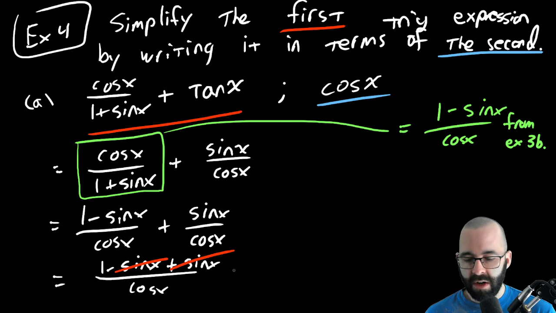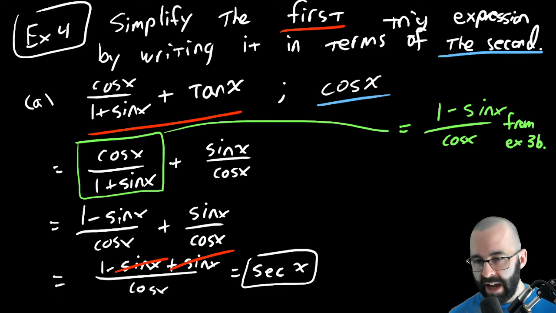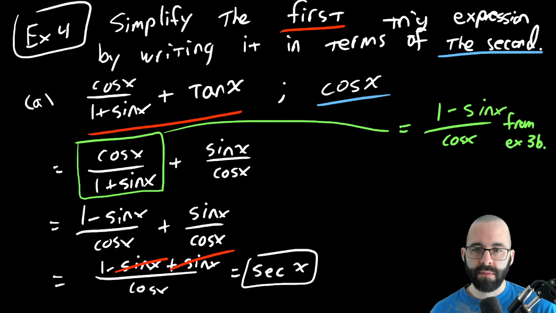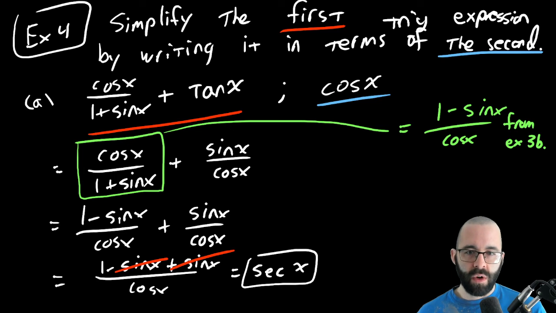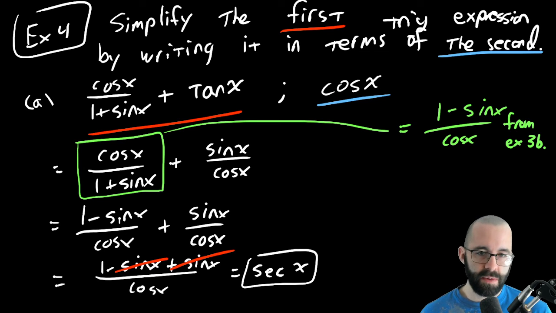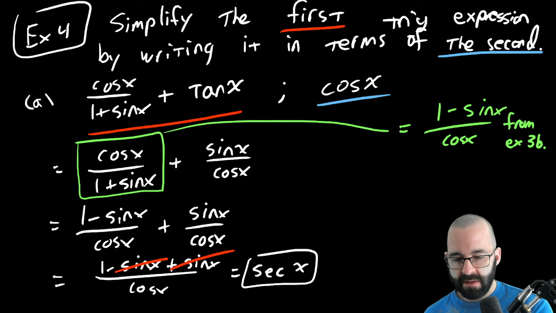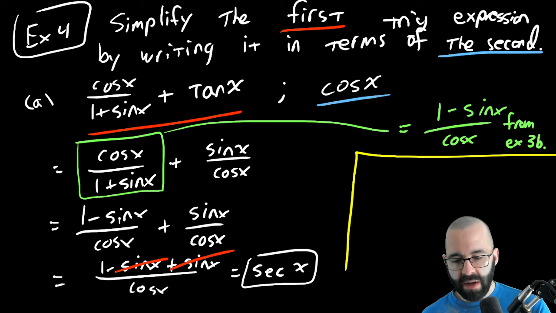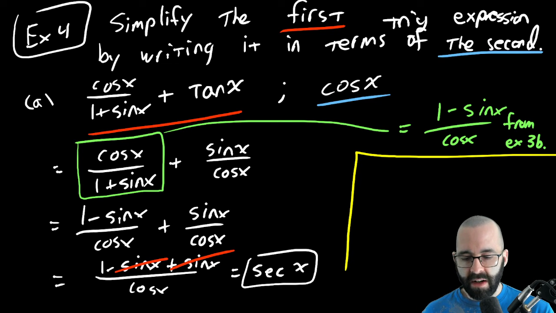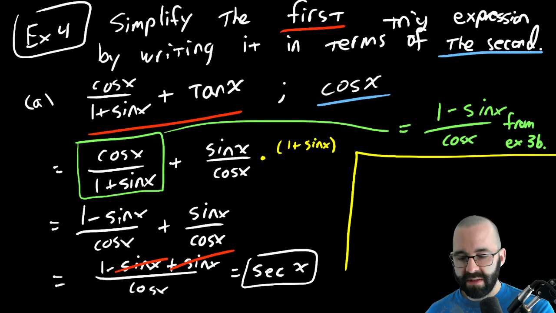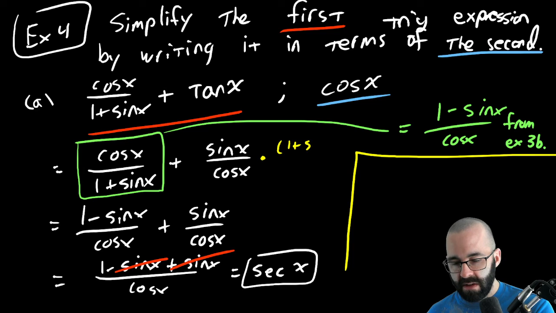And we're just left with 1 over cosine of x, which is secant of x. And again, this green step is a trick that we're going to use. But it's not the only way of doing this. If you wanted to do this a different way, you could just get a common denominator by multiplying this by 1 plus sine of x over 1 plus sine of x and so on.